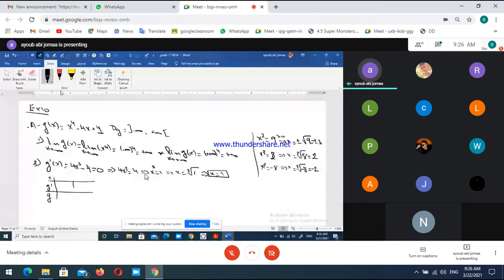Here you have only one root at 1, 0. Continue. What about the signs of the derivative? What do I write?